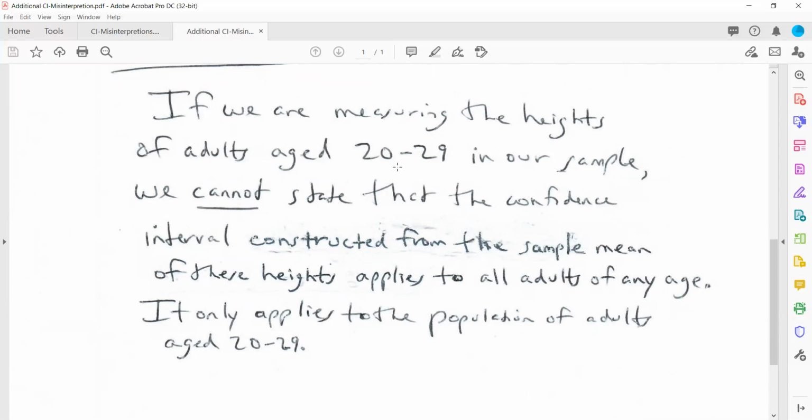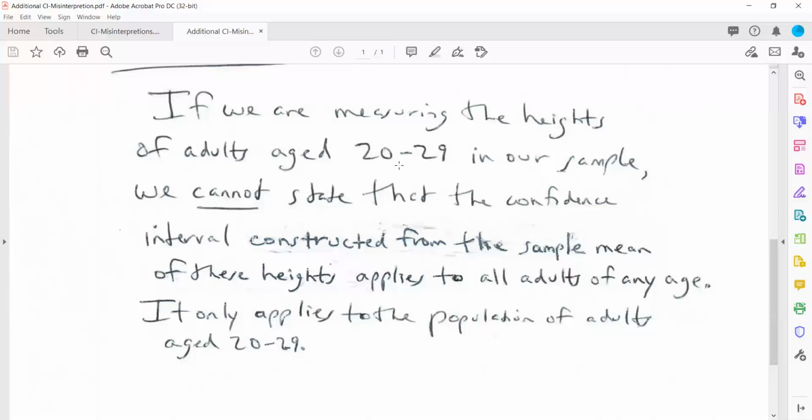So you have to know your sample. Another example: if we asked Rowan students, do you like your statistics professor? Some of them are going to say yes, some of them are going to say no. And we want to know the proportion of Rowan students who like their statistics professor. We cannot apply that estimate to all college students. It's only to Rowan students, because we're taking the sample from the population of Rowan students. So we cannot apply that to all students.